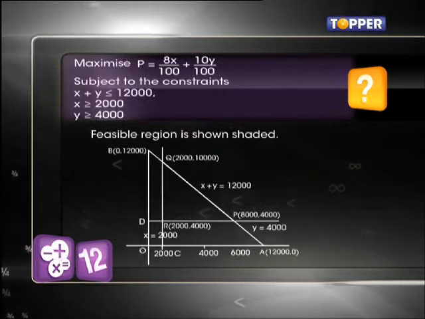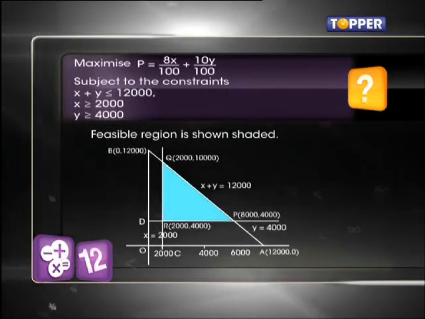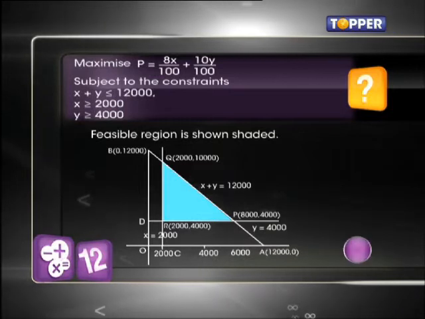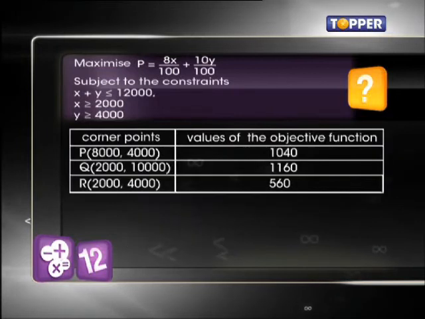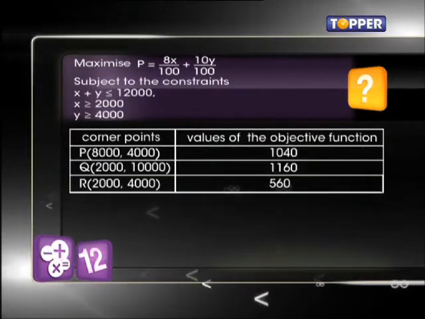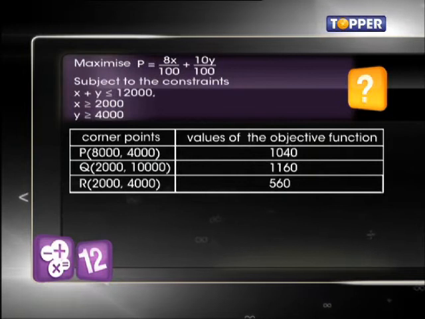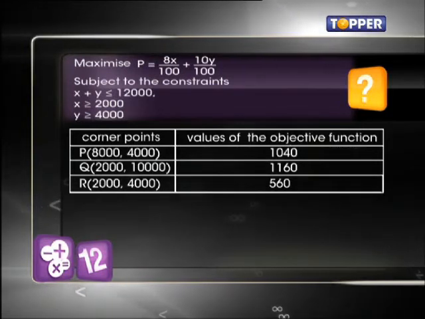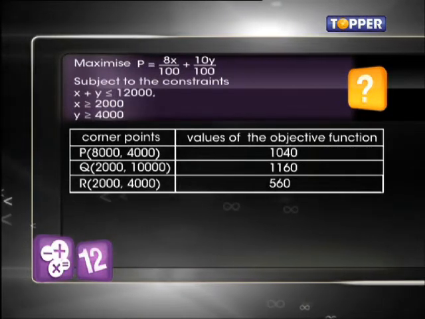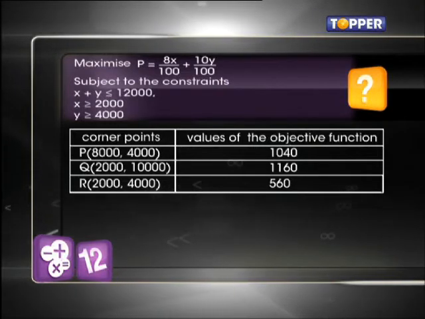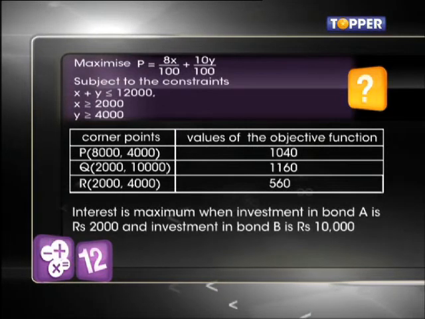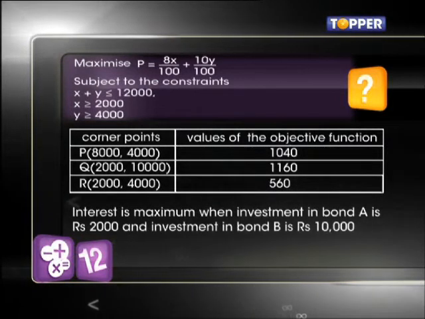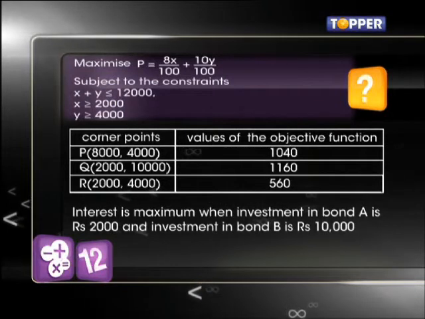After plotting all these constraints on a graph, we can find the feasible region, which is shown as shaded. The corner points and corresponding values of the objective function P are in the table. P is maximum, rupees 1,160, when x = 2,000 and y = 10,000. That is, interest is maximum when investment in bond A is 2,000 and investment in bond B is 10,000.